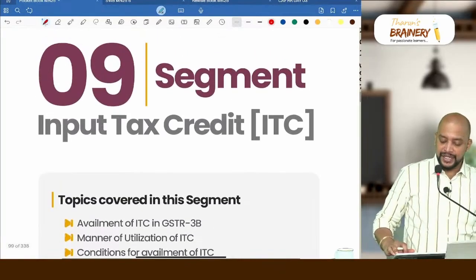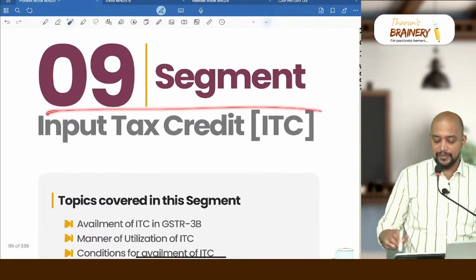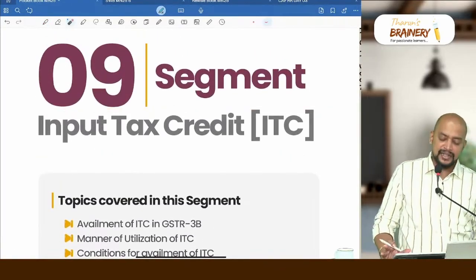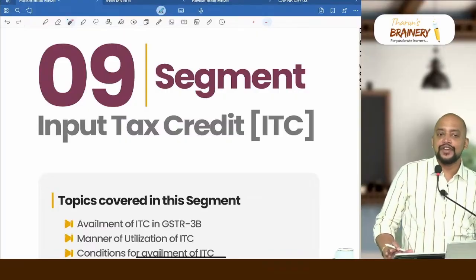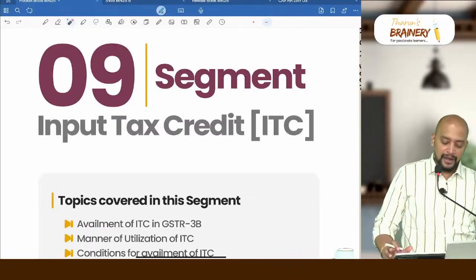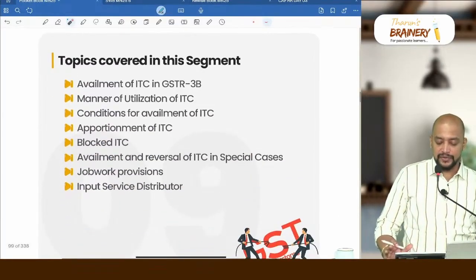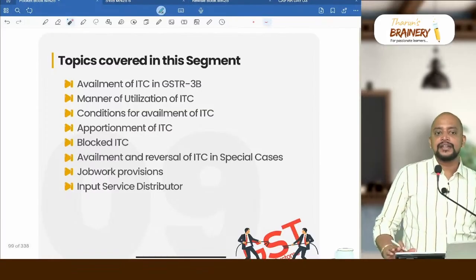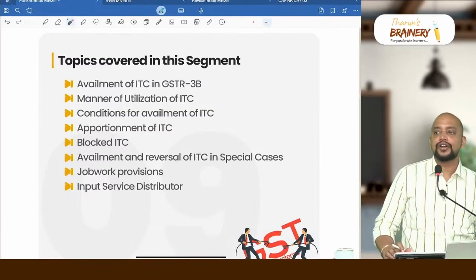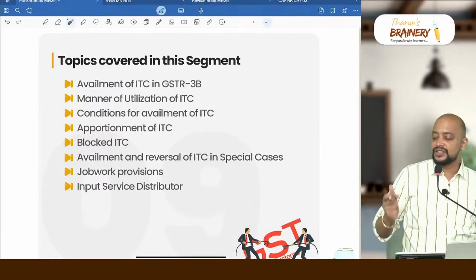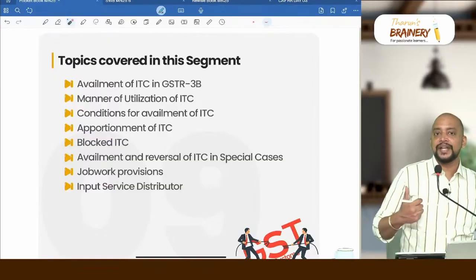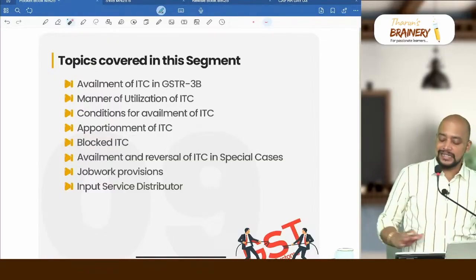We are moving on to the next chapter for discussion, that is segment 9, input tax credit. In input tax credit also a very good number of amendments are there, and there is a possibility of asking questions on this also. In this total we have section 41, 49, then 16 to section 21. So these are all the various sections that we have.